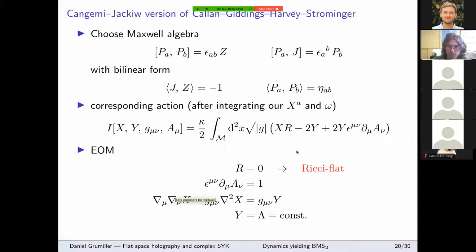If we vary with respect to Y, we get an equation that essentially tells us that the electric field associated with the Maxwell field is constant and fixed. And then when we vary with respect to the metric, we get a dilaton equation of motion, and varying with respect to the Maxwell one form establishes that Y has to be conserved and constant on shell. So it's some constant lambda.